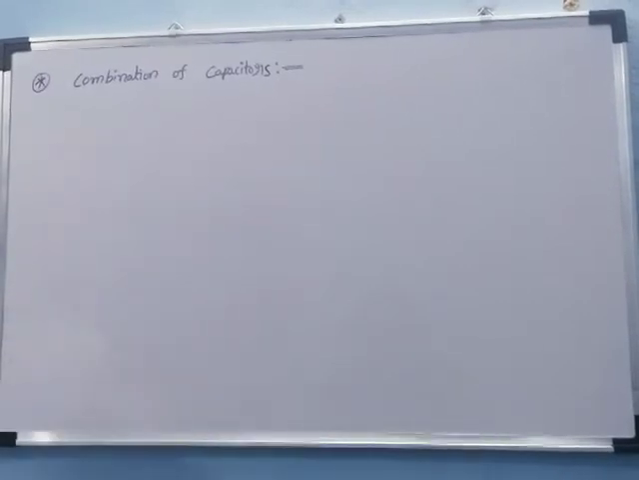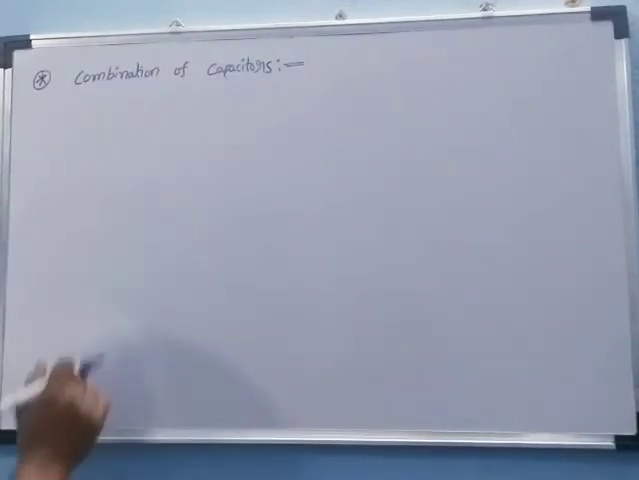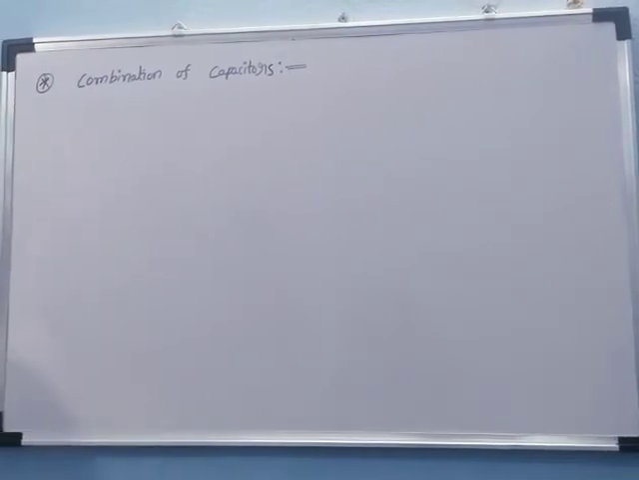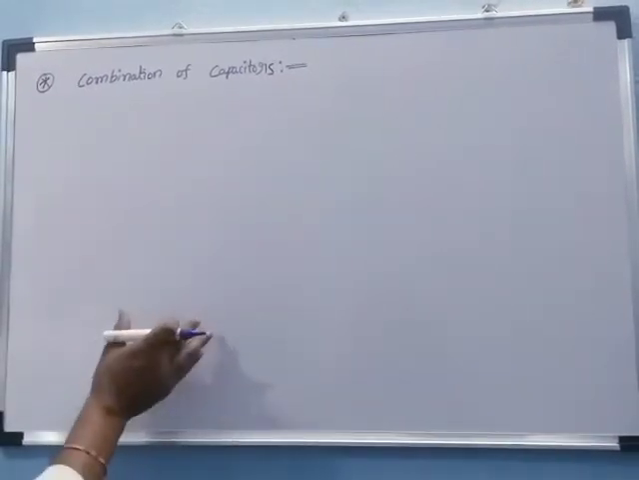Next we are discussing the topic of combination of capacitors. Earlier we discussed the parallel plate capacitor and the capacitor. What is the definition of the capacitor? The ratio of charge to potential is called the capacitance.